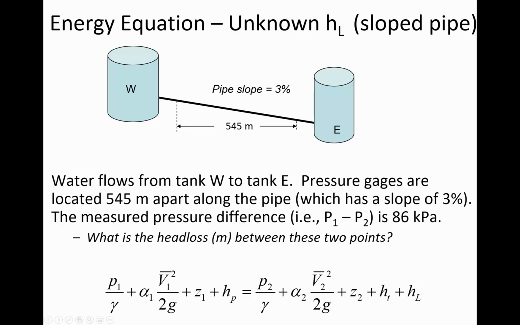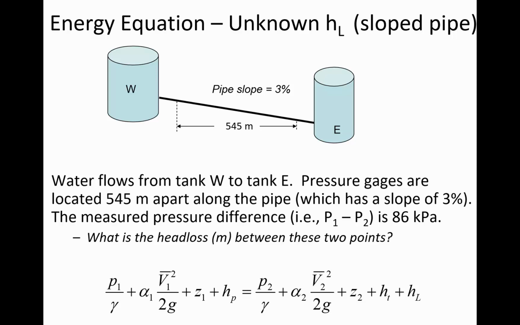We're measuring a pressure difference of 86 kilopascals. But some of that pressure difference is going to be because of the elevation change, and some of that difference is going to be because of energy losses. And so we need to untangle how much of it is because of the elevation difference and how much of it is due to pipe friction. So we want to know H sub L, the head loss.